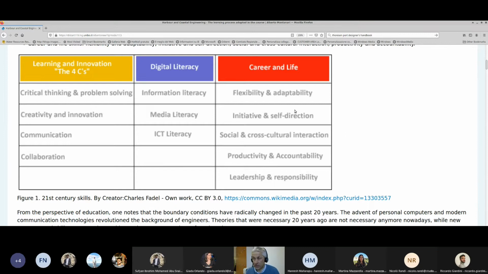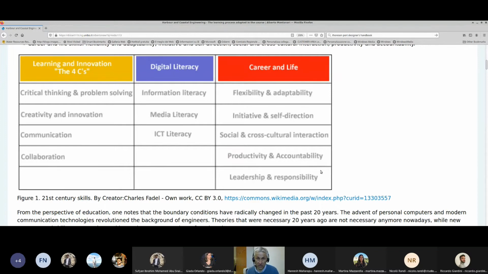Career and life: flexibility, initiative and self-direction, social and cross-cultural interaction, productivity and accountability. Accountability, keep in mind, you need to make your work accountable, which means give the means to others to check your performances. Leadership and responsibility.